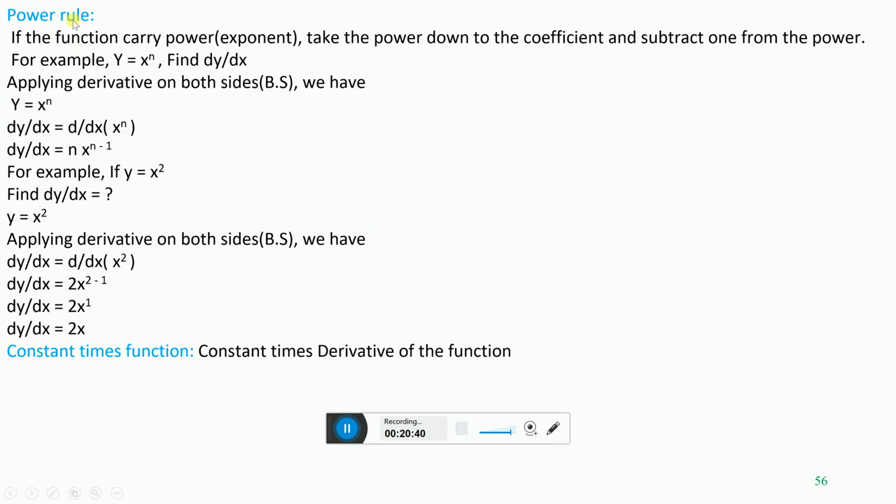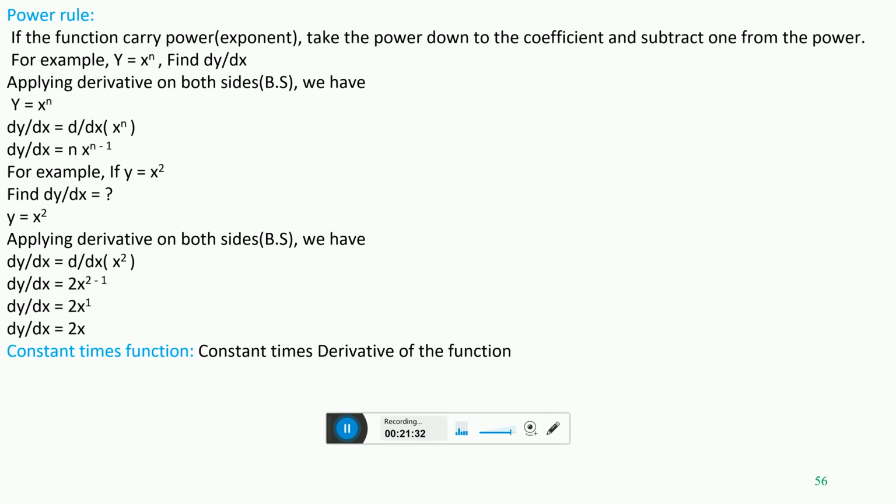Power rule. This is the second rule of the derivative. When there is some power or exponent in the function, how will we take the derivative of a function having an exponent or power? We apply the power rule to take the derivative of a function that has an exponent or power.